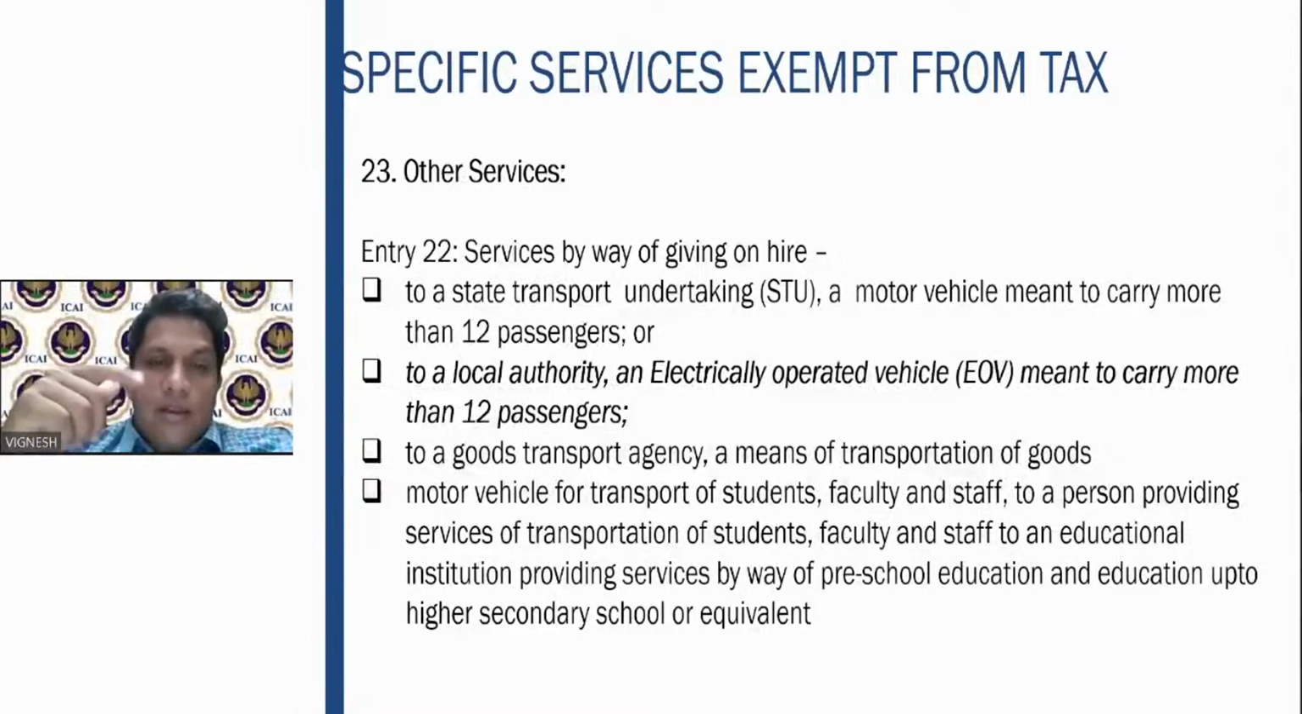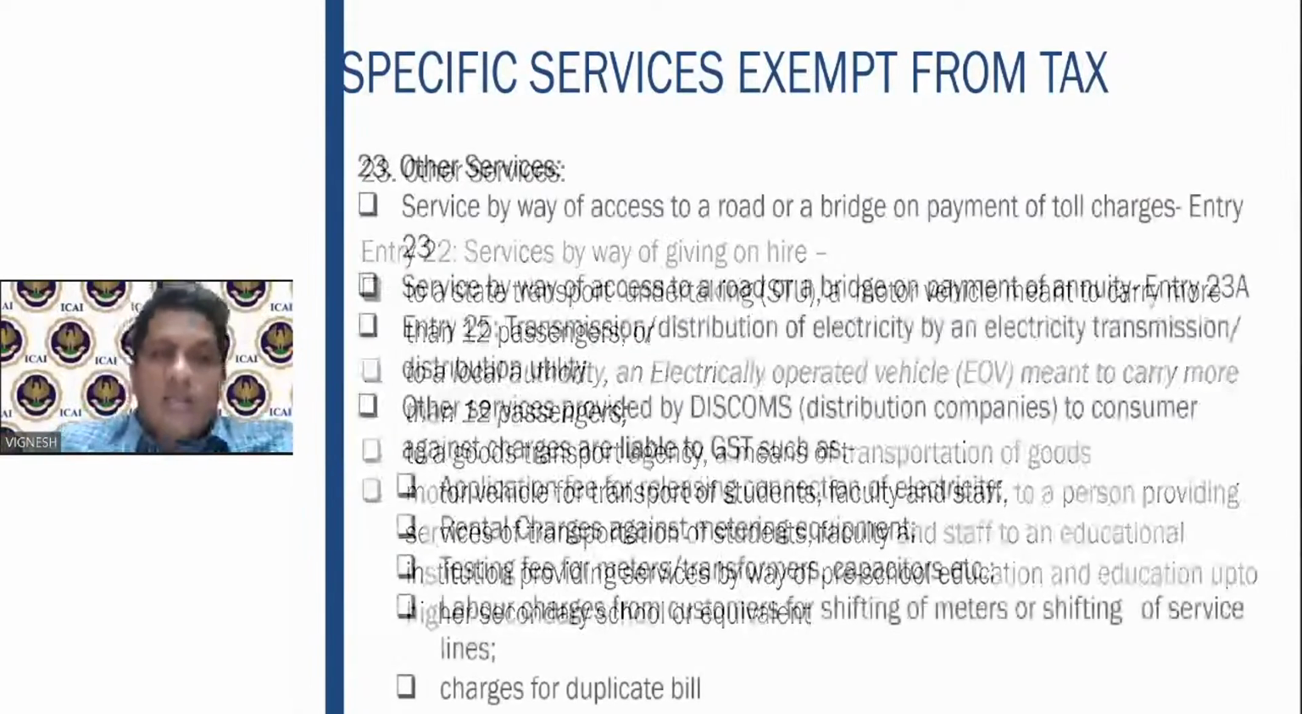A motor vehicle, if you are giving on hire to the person providing the services of transportation, school is nowhere in the picture here. The person is providing the transportation. You have vehicles, and one person is there who is providing the transportation service. You are giving your vehicles on hire to him so that he can provide the transportation services to the students, faculty, and staff. This also is exempt. Why? Because the consequent services he provides to the preschool are also exempt. So this also has been made exempt.